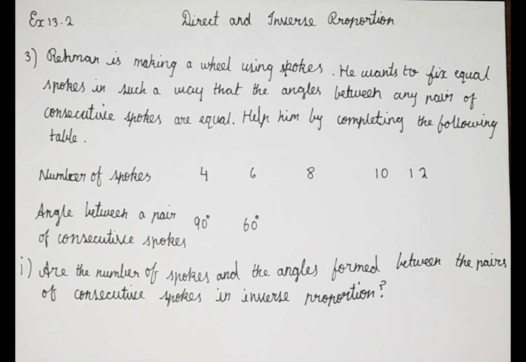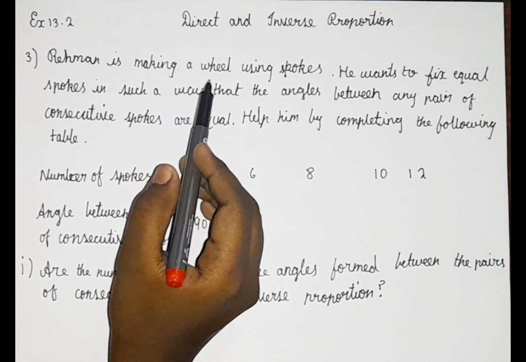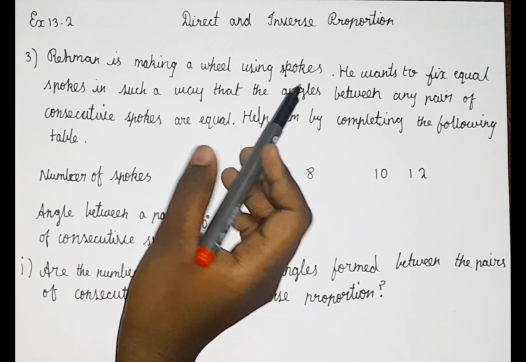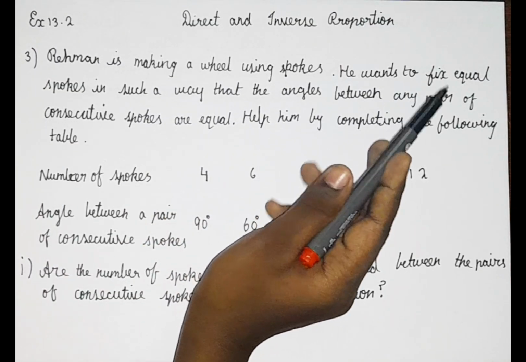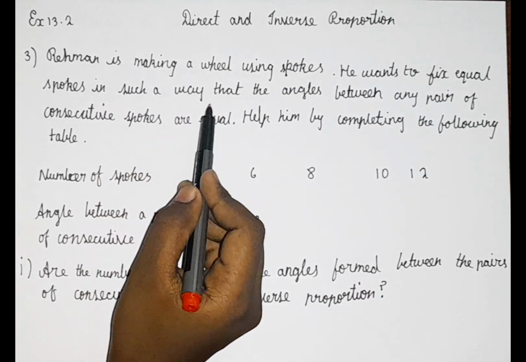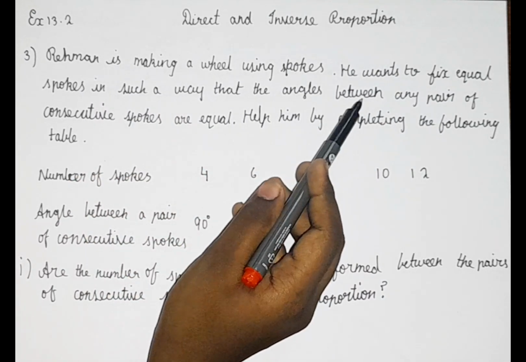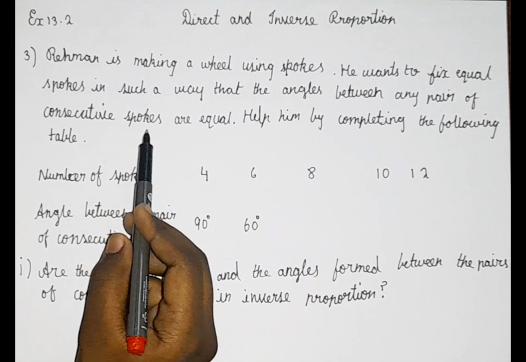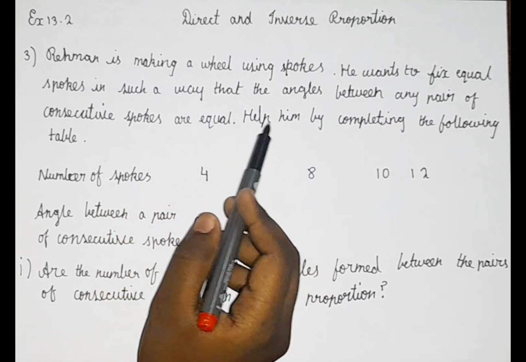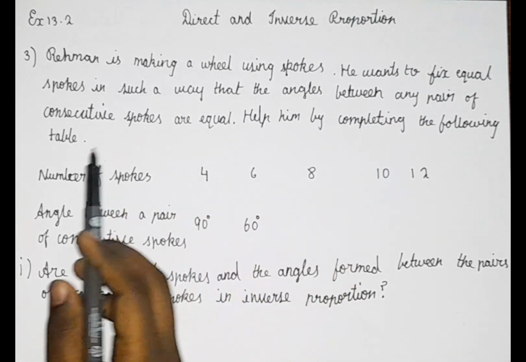So guys, let's read the question. Rahman is making a wheel using spokes. He wants to fix equal spokes in such a way that the angle between any pair of consecutive spokes are equal. Help him by completing the following table.